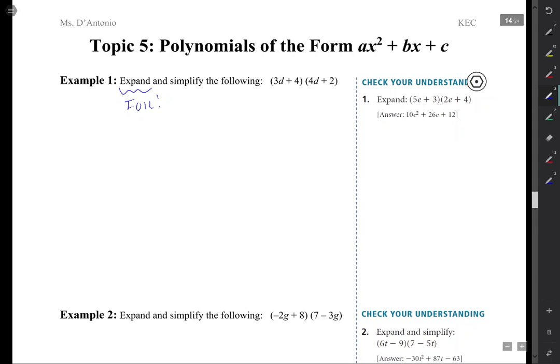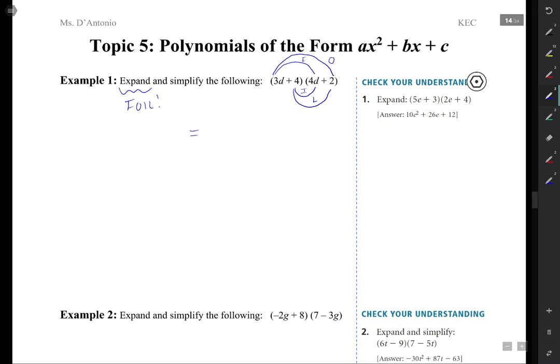Now remember, FOIL stands for first, as in the first terms, then the outside terms, inside terms, and then the last terms. So let's start off with the first term. So I'm going to put a little equal sign here. The first terms would be 3d times 4d. So that would be 12d squared. So that's the F in FOIL.